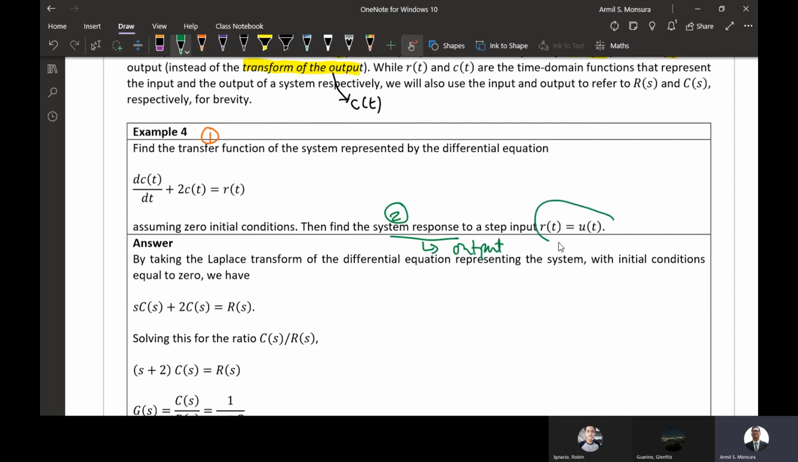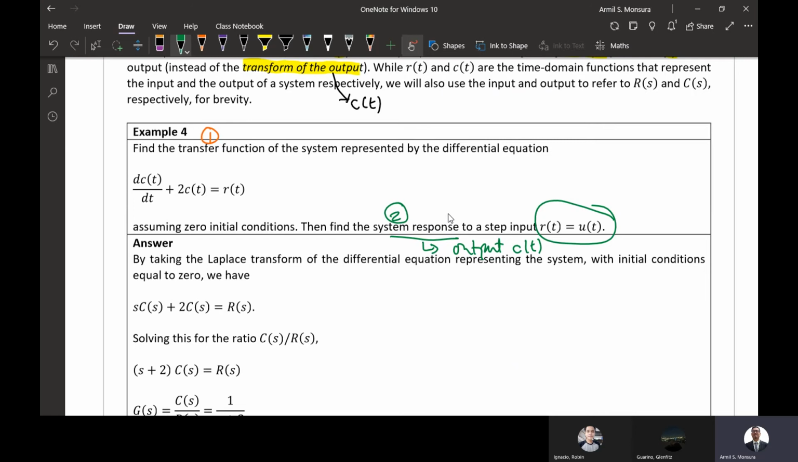Okay, so meron kayong input ngayon na R of T equals U of T. Pinapahanap yung C of T para sa system na to. So, mag-assume tayo na may input tayo ngayon na U of T. Okay, so first, dun muna tayo sa transfer function.